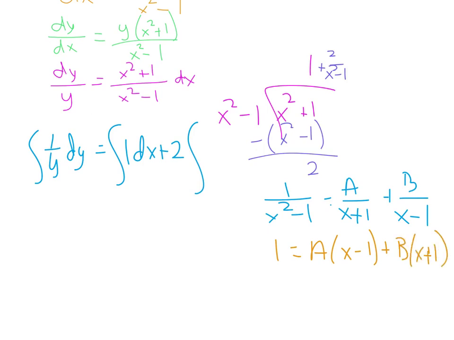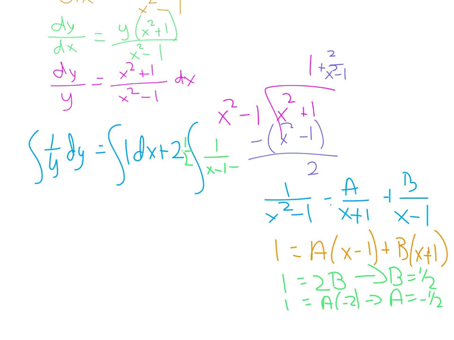If x is 1, then b is 1/2. If x is negative 1, then a is negative 1/2. So let's go ahead and take that 1/2 out. And we're going to have 1 over x minus 1 minus 1 over x plus 1.